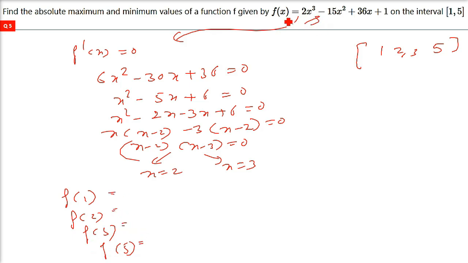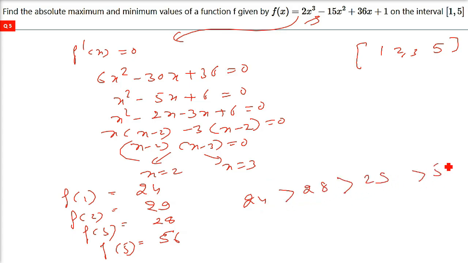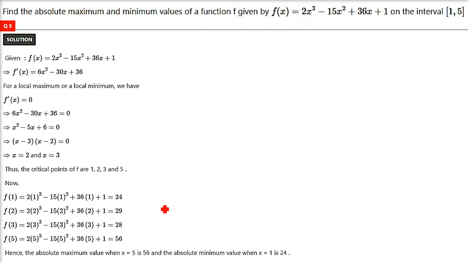And we place all these values in the original equation, because 1, 2, 3, 5 all need to be checked. f1 will come as 24, f2 will be 29, f3 will give you 28, and f5 will give you 56. So f5 is the absolute maximum and f1 is the absolute minimum. You can check it by arranging them in ascending or descending order, and you can see the first and last number. That first and last number is the only interesting part in this question, which is the absolute minimum and absolute maximum. So this is the whole scenario of this question.